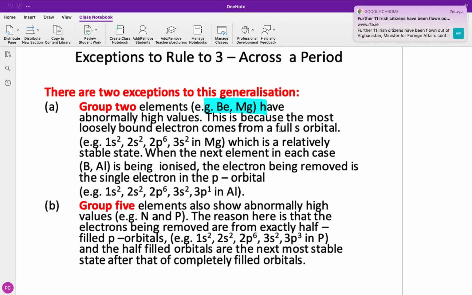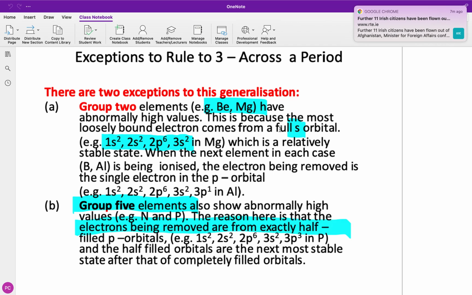You can see there's a few kind of jumps and troughs in the graph, because the most loosely bound electron comes from a full s orbital, and we'll draw these out on the board maybe the next day. So if the s orbital is full, we get this going from 4s to 3d and 3d to 4s, because you want to fill them one at a time. That's what I want to do again. So here's 1s2, 2s2, 2p6, 3s2.